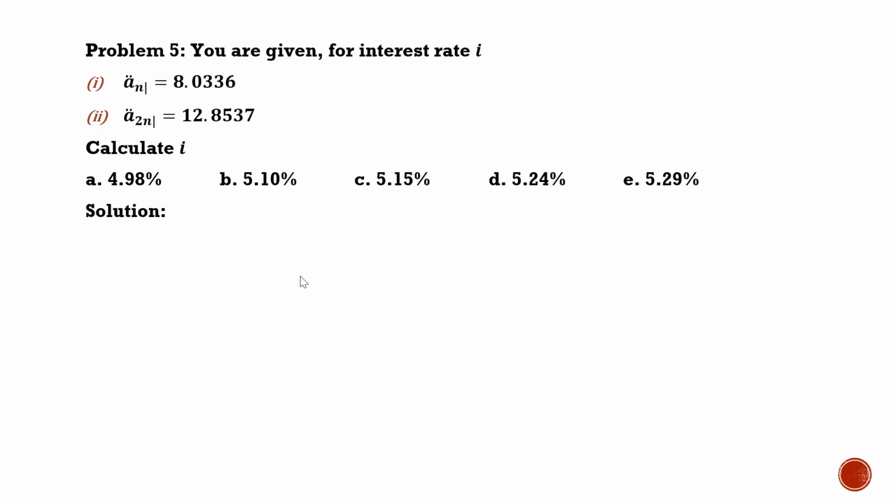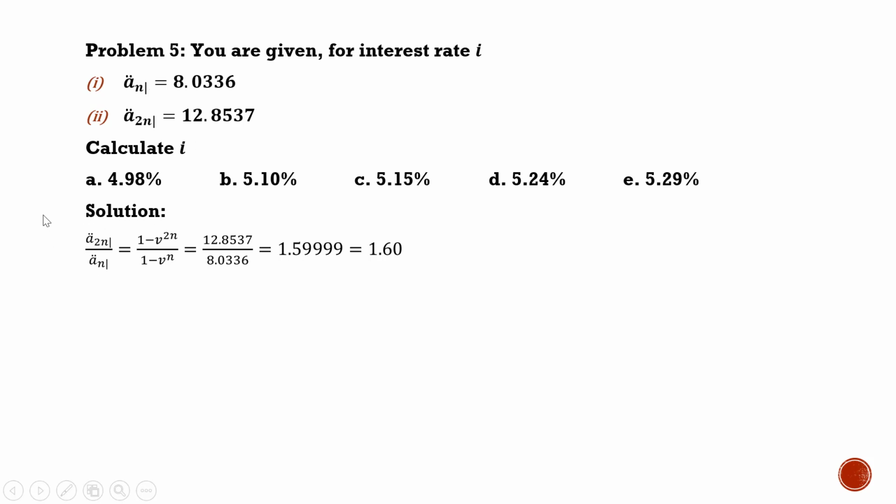Problem number 5, the last problem. You're given for interest rate i, a double dot n is 8.0336, a double dot 2n is 12.8537, and the question asks you to calculate i. So don't forget the double dots cancel. Usually when you see n and 2n, you think about a quadratic equation, because v to the 2n is v to the n whole squared. So whenever you see annuities 2n and n, think about a quadratic equation.